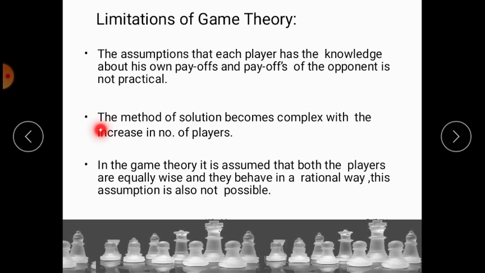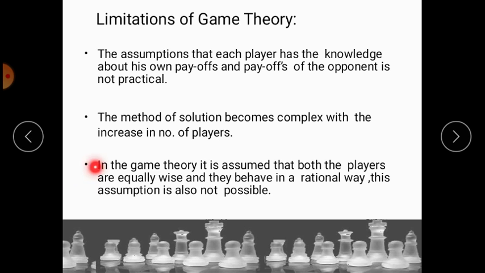The second limitation is that the method of solution becomes complex with the increase in the number of players. You must have experienced this in our previous examples. If you go on considering more players, the level of complexity and the number of steps involved become much higher, right? So that is one limitation of game theory, that the method of solution becomes complex with the increase in the number of players, right?